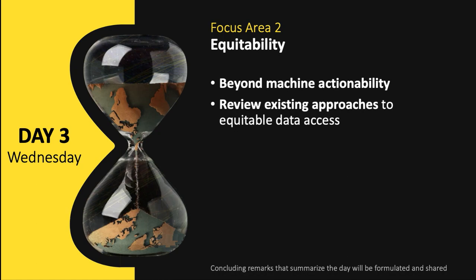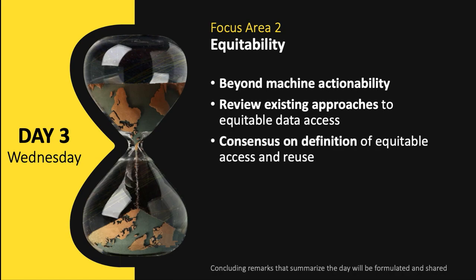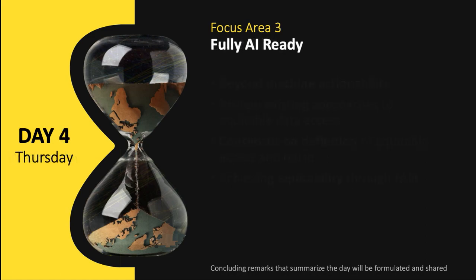We will review existing approaches and challenges that relate to equitable data access and reach consensus on defining precisely what we mean by equitable access and reuse. Finally, we will discuss how achieving equitability can be enabled by adhering to the FAIR principles, where accessibility conditions should be machine actionable themselves and clearly spelled out. These conditions can be then reviewed and potentially challenged both by machines and people.